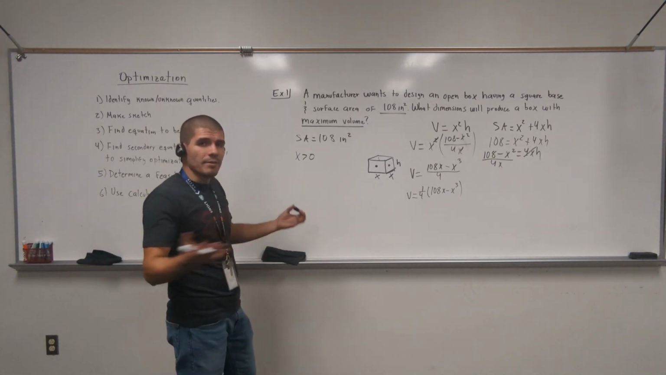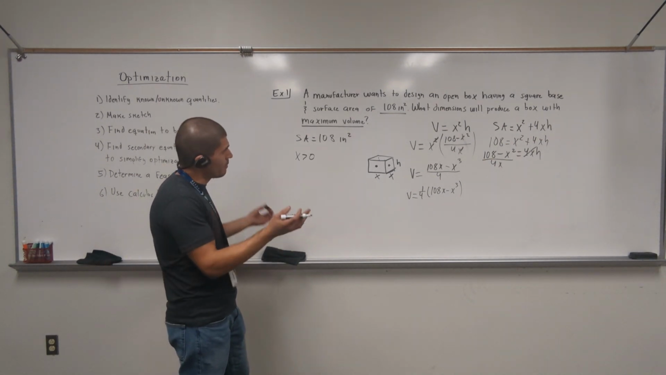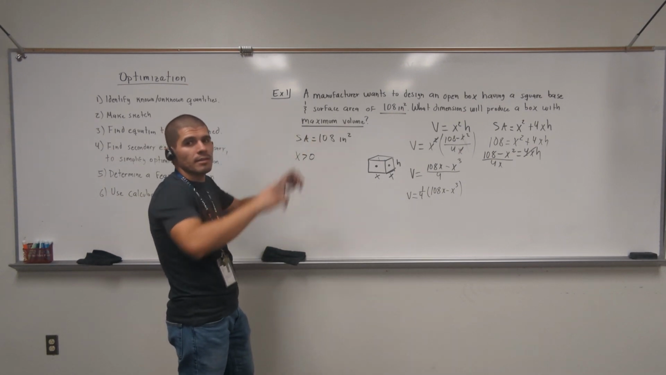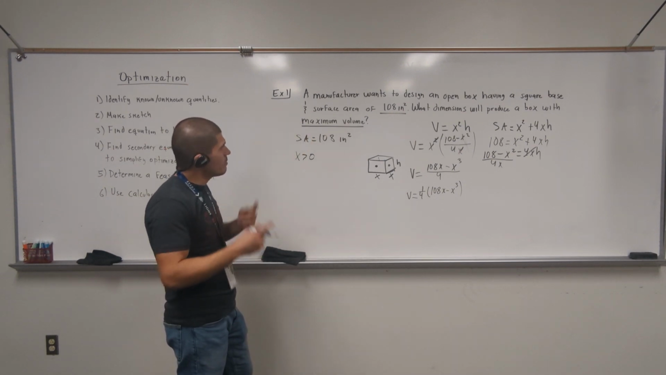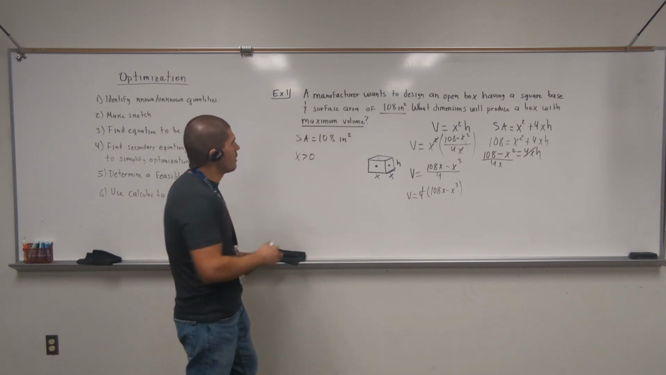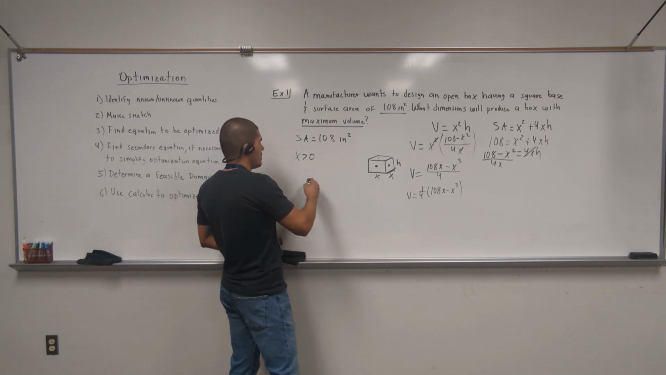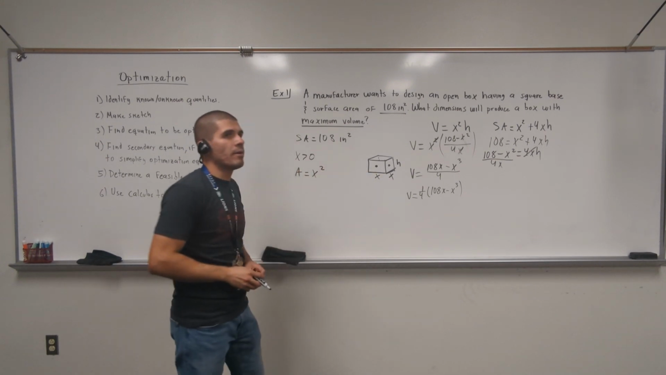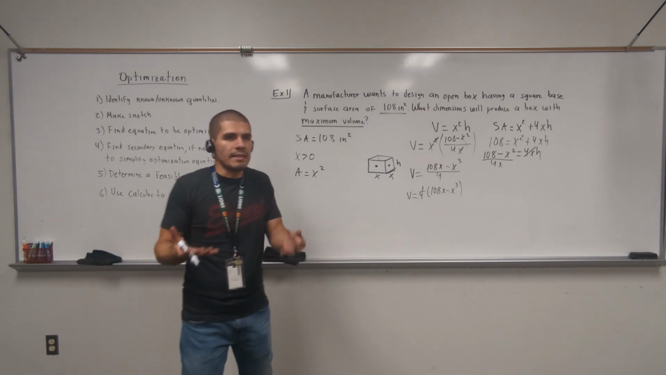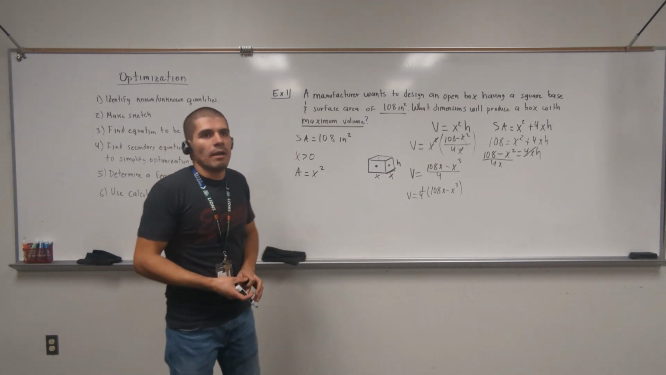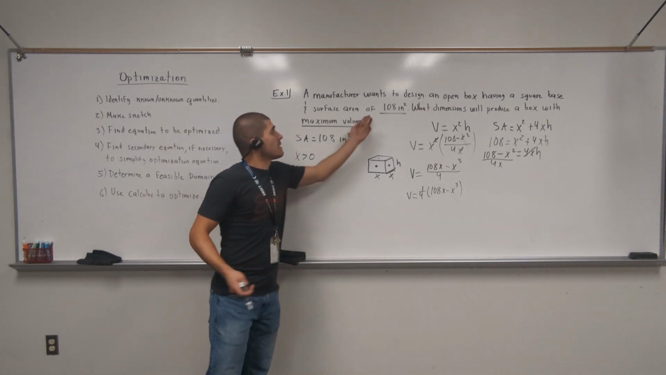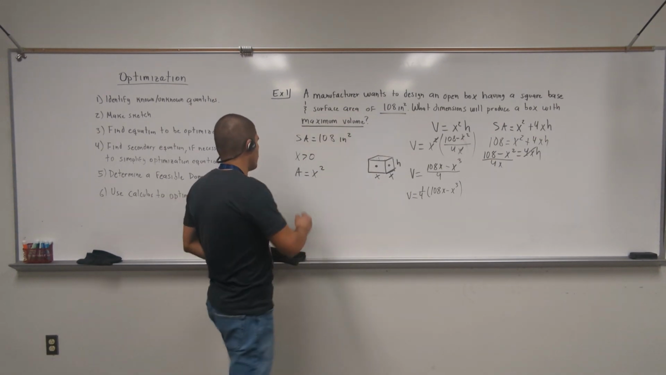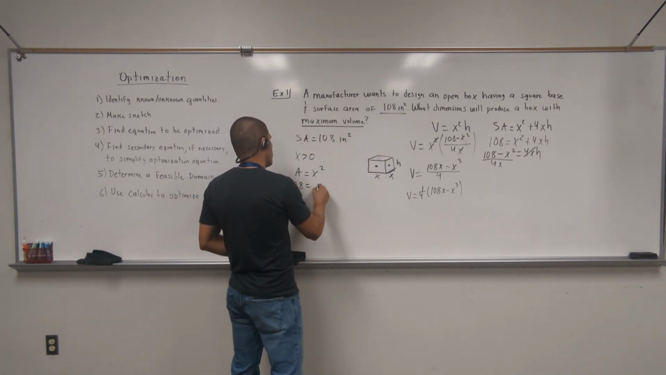But I also don't have a limited amount of material for me to say that x is just anything that's bigger than 0. So I gotta use a little bit of logic here. I know that the area of the base is x squared. Now, if I were to not create any type of height at all, in other words, if I just make the base exactly all the material that I have, then I would have to say that 108 is equal to x squared.